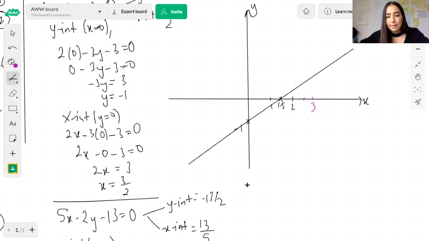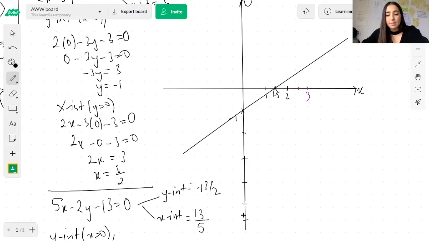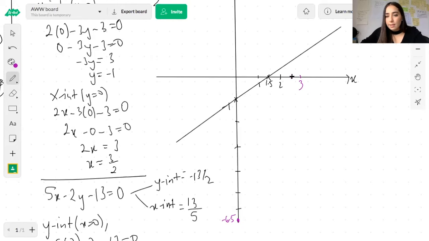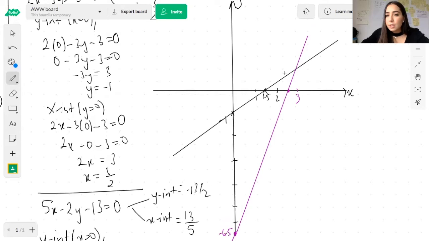So I'm going to have to extend this bottom portion over here. Negative 6.5 will be just on the tip there. And then we're going to join the x-intercept and the y-intercept to form our line. So just like so.